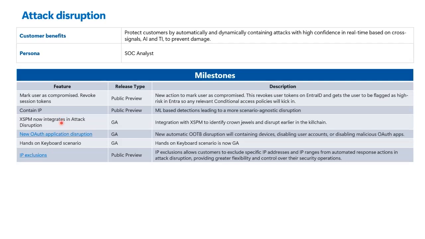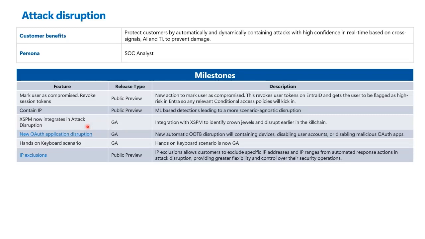And the next three items over here are actually some of the scenarios that we had a while ago, but are now going to GA. So the first one is the integration with XSPM. So this will actually leverage XSPM to identify your crown jewel or critical assets. Again, this will help to increase the efficiency of disrupting the attack and protecting your crown jewel in the early stages of the attack.